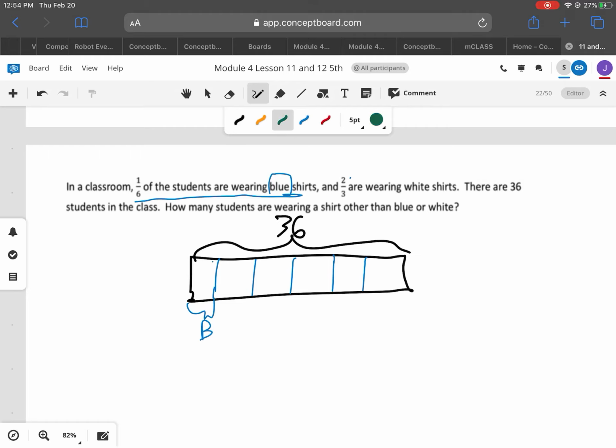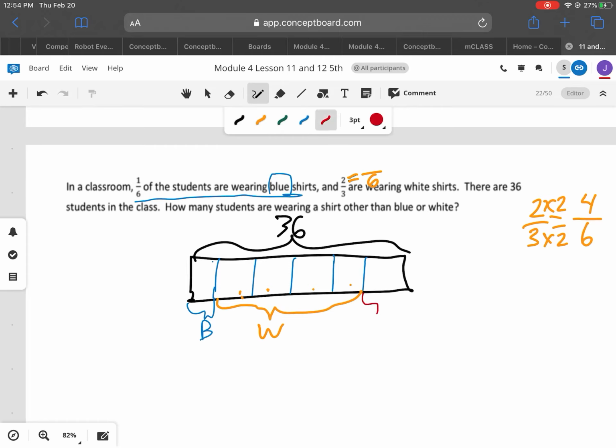Alright, 2/3 were wearing white shirts. Well, I'm going to change my thirds. I don't have white, so I'm going to use yellow. Into 6s, 2/3 into 6s. I'm going to multiply times 2, so whatever I do on top, I do on the bottom, and it's 4 6s. All right, so 1, 2, 3, 4. This is my white. 1, 2, 3, 4. Yes, 4 6s. That's right, 4 out of the 6s.